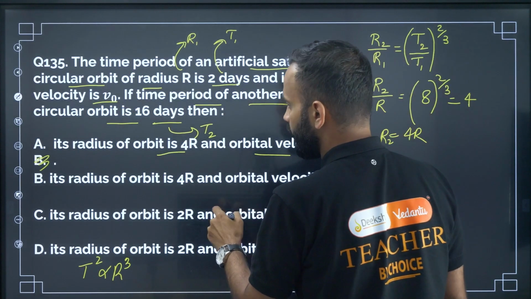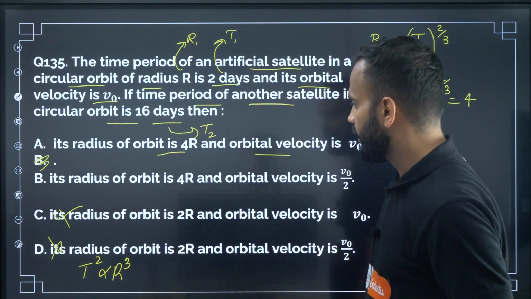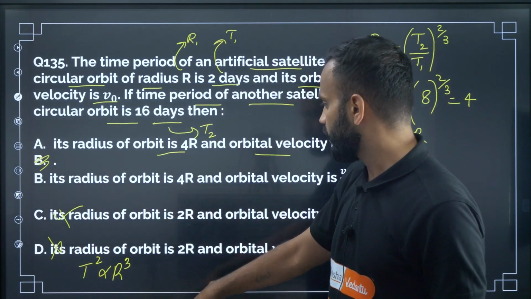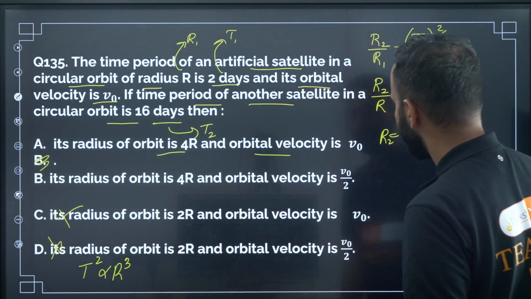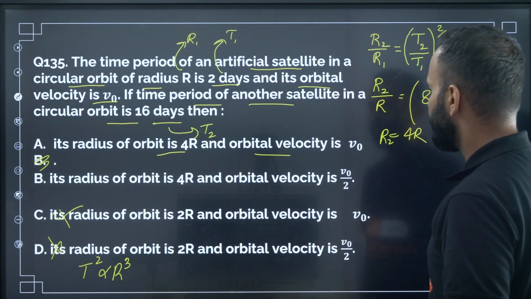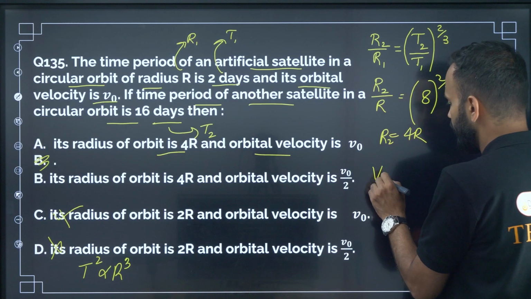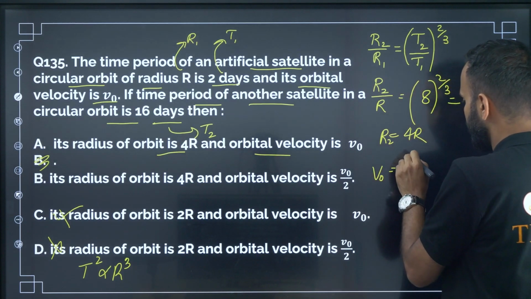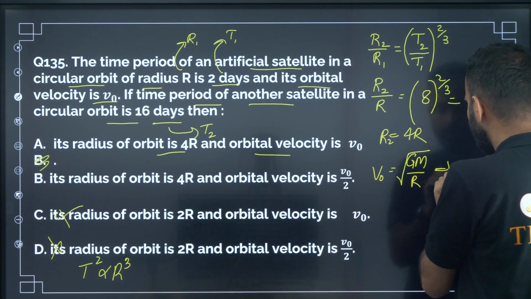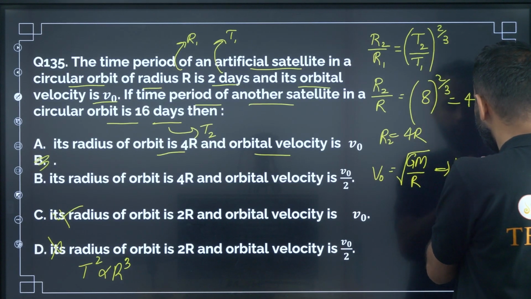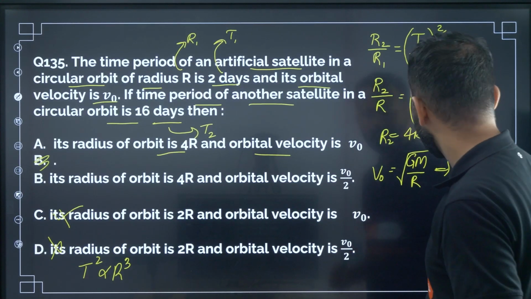So here C and D both are eliminated, right? They are saying the radius of the orbit is 2r, which is wrong. So we need to find the correct option between A and B. Next we have to find orbital velocity. How to find the orbital velocity? We know that orbital velocity v0 is equal to root of GM divided by r. So from this I can conclude that orbital velocity v0 is directly proportional to 1 by root r, or inversely proportional to root r.